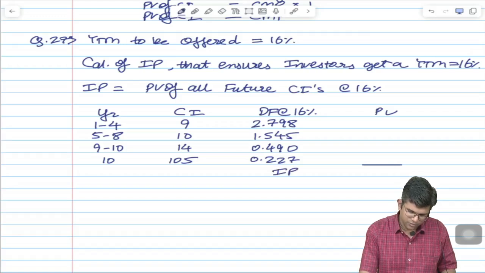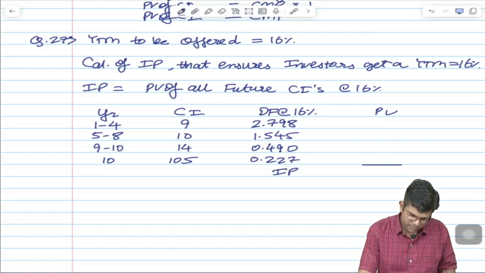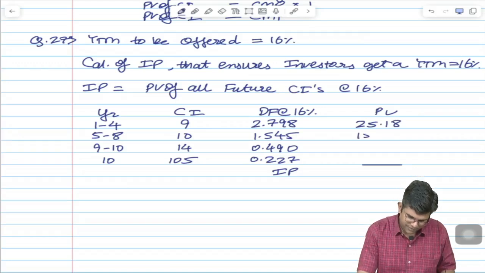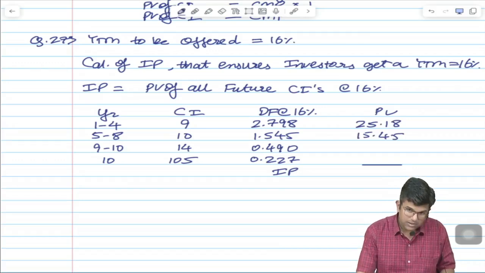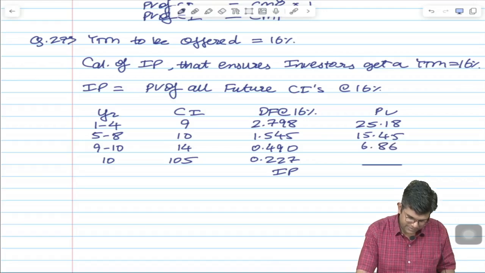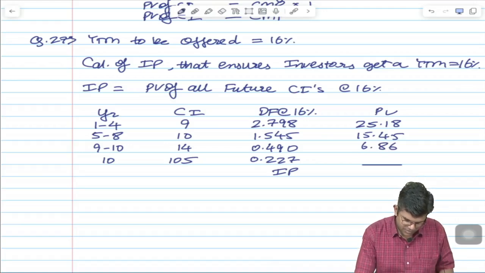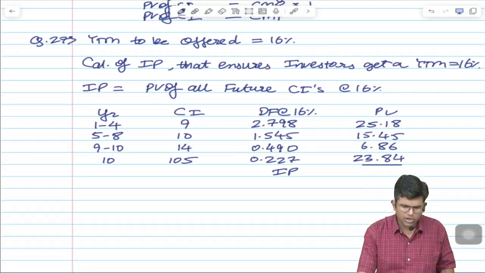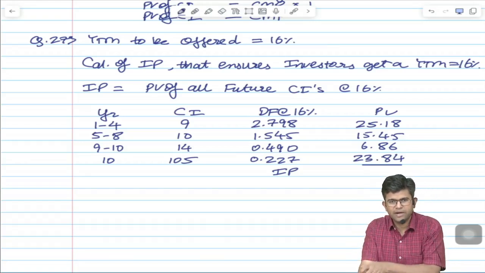This will give you the issue price. 9 into 2.798, 25.18. 15.45. 6.86. In the last year, why is it not 100? Why is it 105? They are saying 5% premium, so they will give you that at redemption. You understood that?